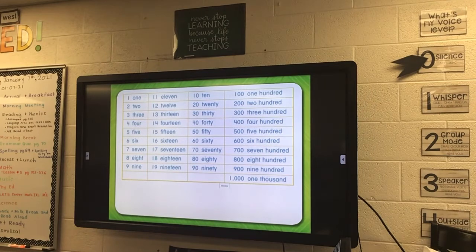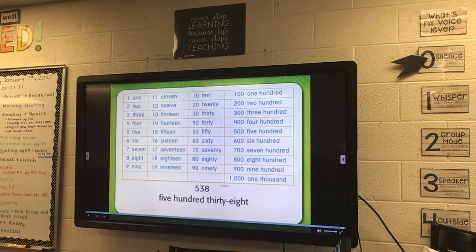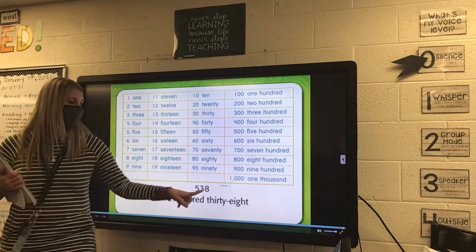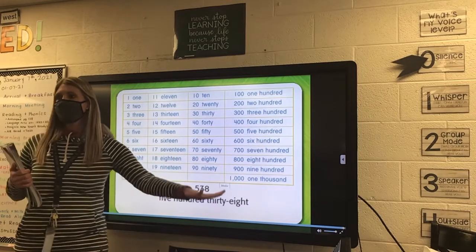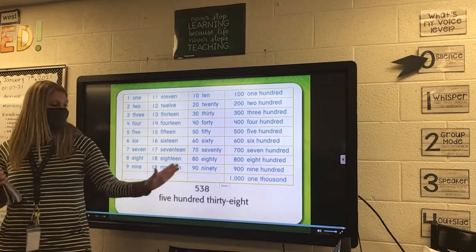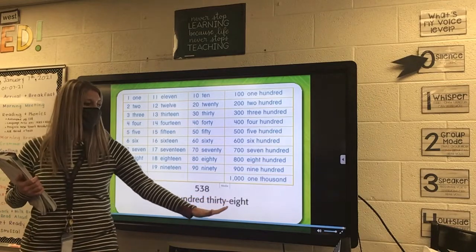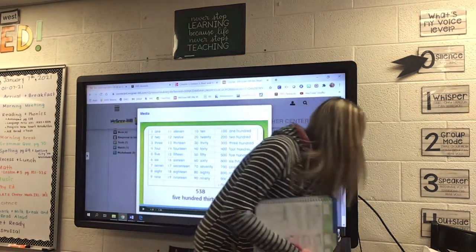The chart will help us find the words to write the number 538. A hyphen is used between the number in the tens place, 30, and the number in the ones place, 8. Okay? The reason we need to use that hyphen is to hyphenate 38, or if it was 27. So we are going to use that little dash between the number in the tens spot and the number in the ones spot. Okay, so we're going to practice this.